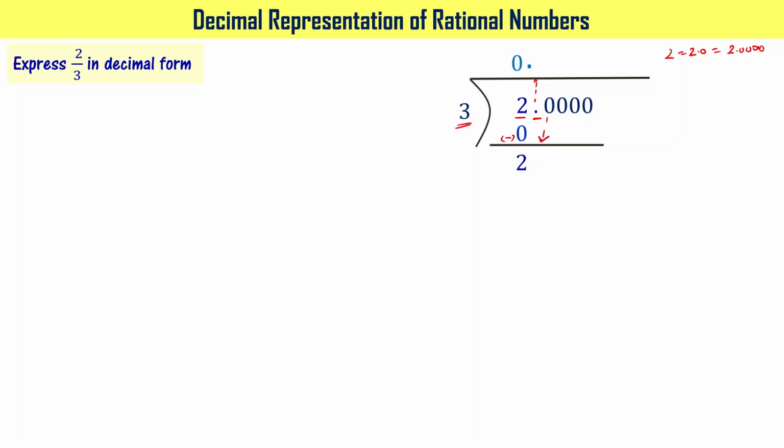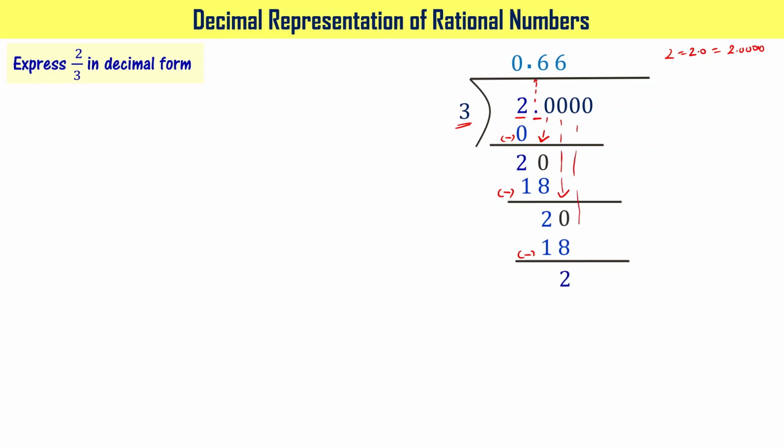Now let me bring this 0 down. When I bring the 0 down, 2 becomes 20, right? Now let me divide 20 by 3. 6 times 3 is 18, right? When you subtract 18 from 20, what you get is 2 as the answer, right? Now let me bring this particular 0 down. It becomes 20 again. So 6 times 3 is 18. Subtract that. Again, you get 2 as the remainder, right?